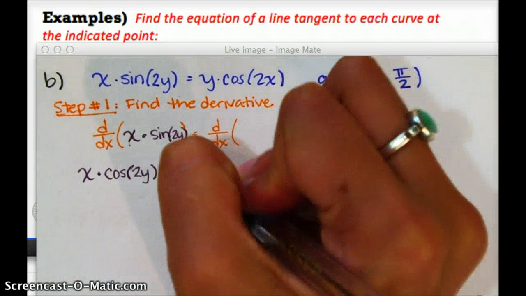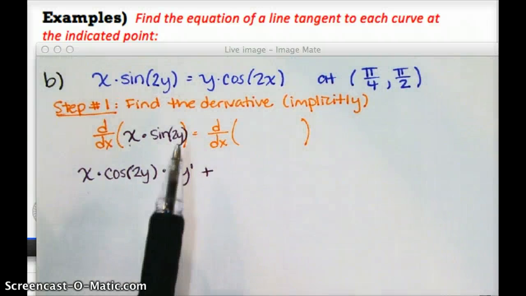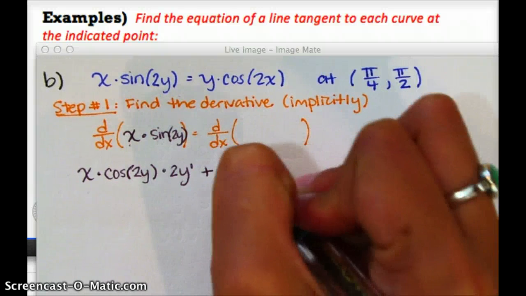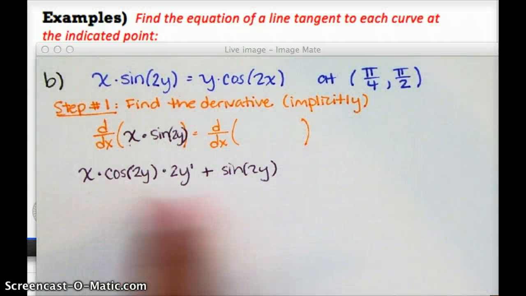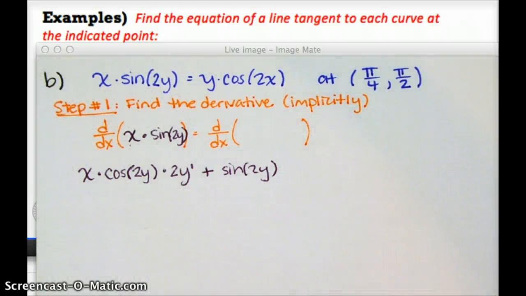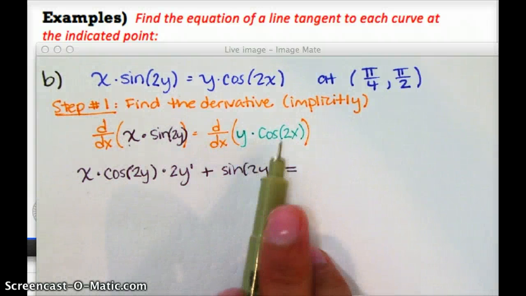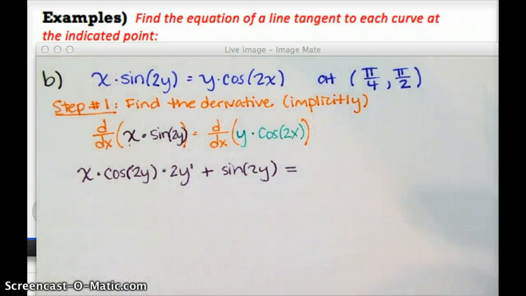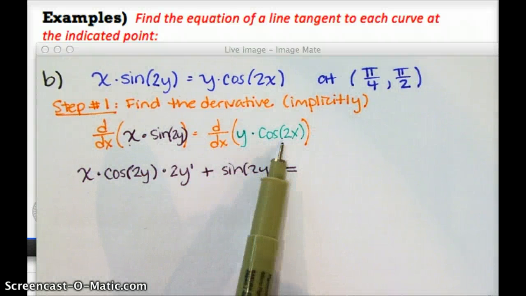Now I need to add v, which is sine of 2y, times du, which is just 1. And that turns out to be my left-hand side. Next up, we look at the right-hand side. On the right-hand side, we again have a product rule where one of our two products is also going to have a chain rule. So we start u times dv.